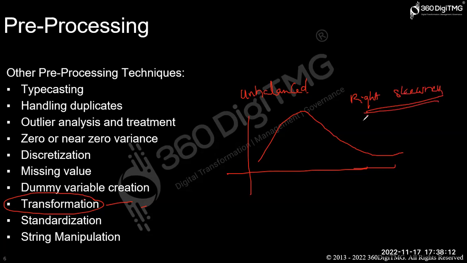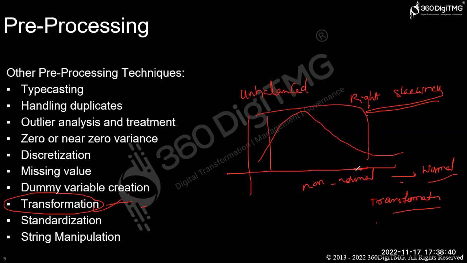When you have right skewness, we won't be using the data as it is. Instead, we will be converting this non-normal distribution, non-normal data, to normal. That we will be calling transformation. Converting a non-normal distribution to a normal distribution, we will be calling it transformation. We will be converting one form of the data to another so that we can apply all the statistical techniques on that particular data. So we'll be calling it transformation, and then we'll be having standardization.